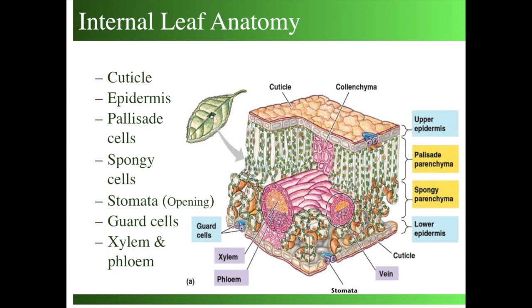Then below the cuticle, we have the epidermis. The long cell structures are called the palisade cells or palisade layer. The squishy cells inside, circular in shape, are called the spongy cells. They look like little circular sponges. On both the top and bottom, with more at the bottom, are the guard cells.